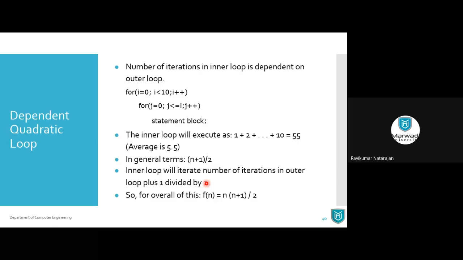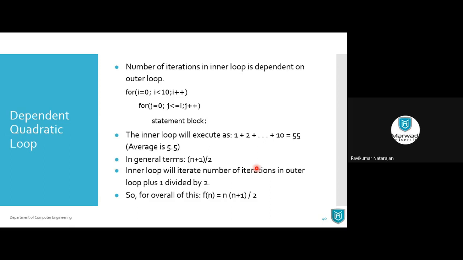Okay, so now is there any difference in this loop? The earlier one is a quadratic loop, and here I'm saying it is a dependent quadratic loop. Why? Because that j is dependent on i, right? Yes, that is what I was saying.